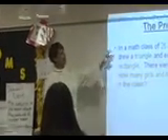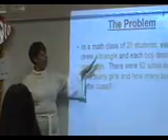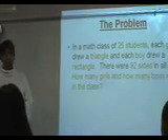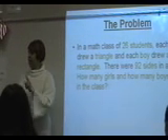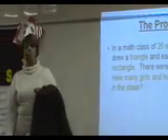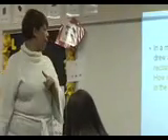In a math class of 26 students, each girl drew a triangle and each boy drew a rectangle. There are 92 sides in all. How many girls and how many boys were in the class? At this stage, I want you to just write the question down for the problem. How many girls and how many boys were in the class?